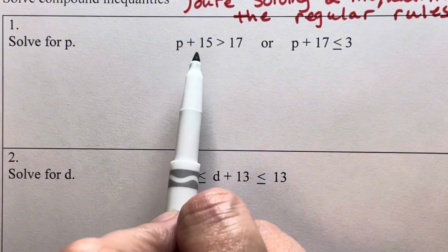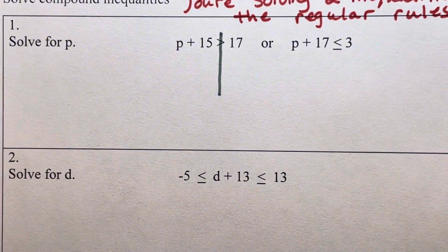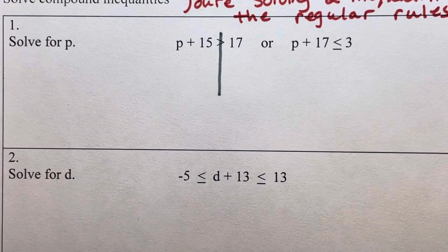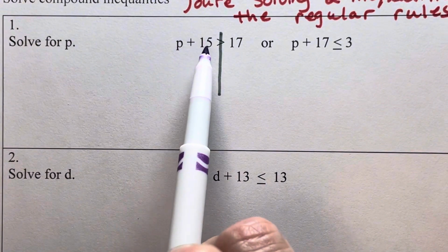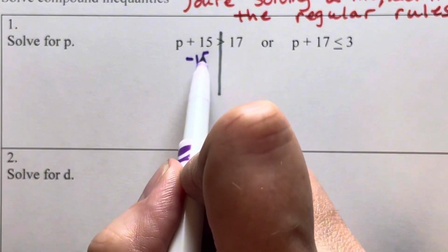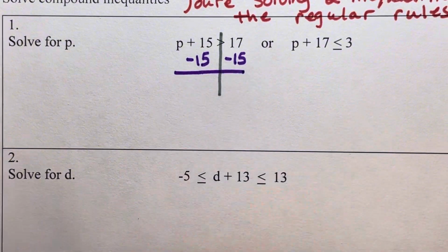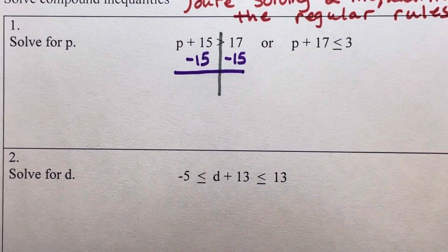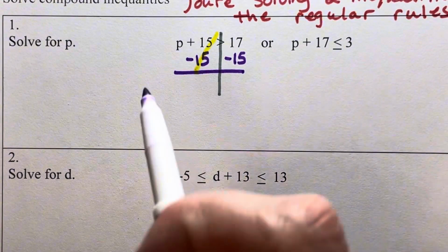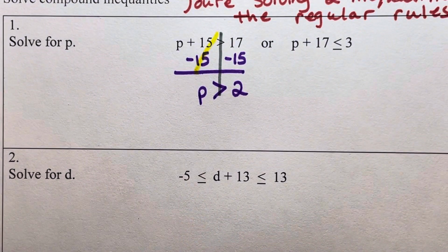So let's start with p plus 15 is greater than 17. We always start by drawing the river just to help your brain recognize the left side from the right side. And then with p plus 15 and 17, we can just subtract 15 from both sides of the river like normal. And we see that our 15s cancel out by design. And as a result, p is greater than 2.